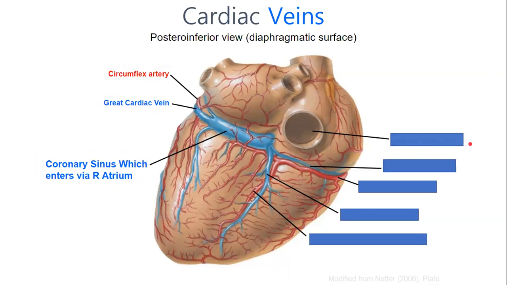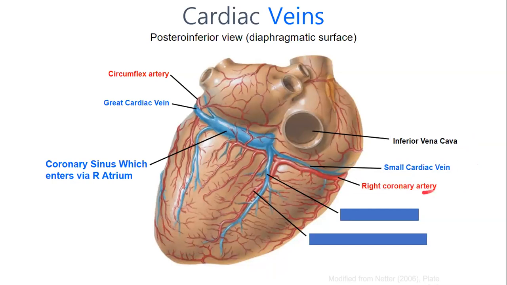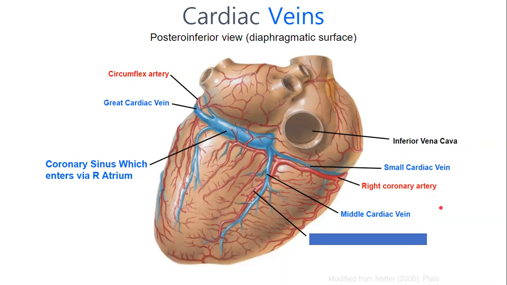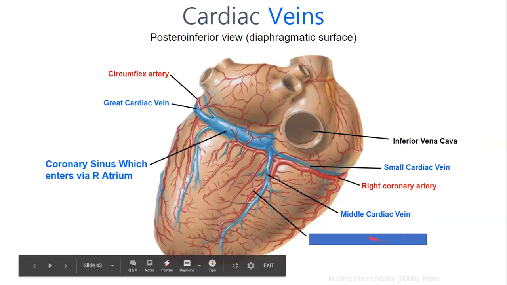I think that might be here. Yeah. IVC. Okay, another vein coming into the sinus. Small cardiac. Small cardiac vein. Okay, artery. Circumflex. Right. Coronary. Right, coronary. Okay, another vein. Middle cardiac. Got it. And we've got one more artery.